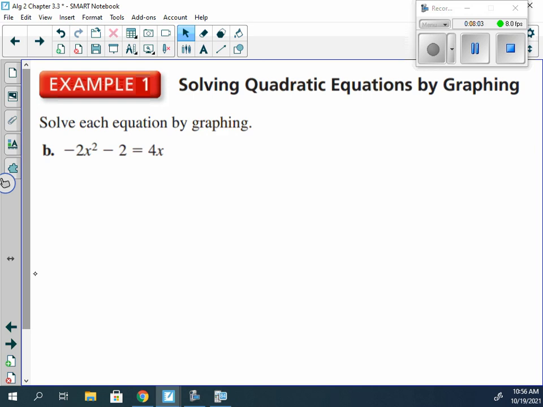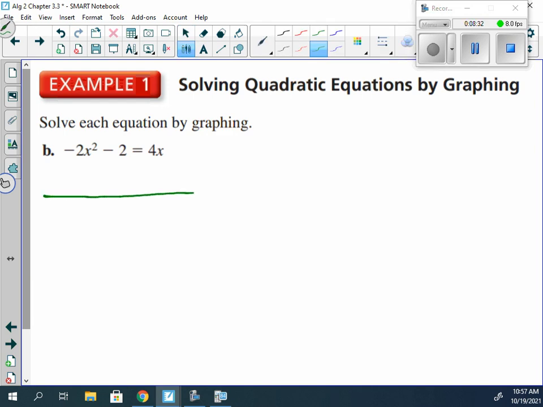Solve the equation by graphing. So we have -2x squared minus 2 equals 4x. What's different about this equation? It's not equal to 0. Because when we dealt with factoring or solving quadratic equations by factoring, we had to have it equal 0. So even with graphing, we still need this to equal 0.